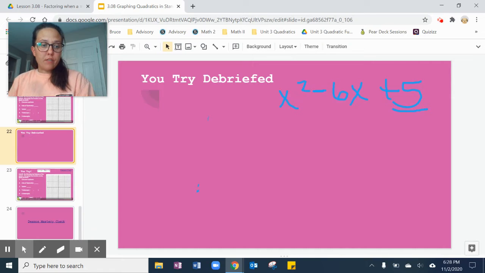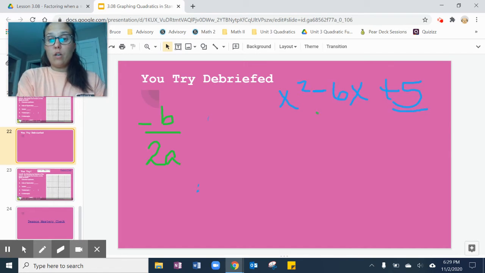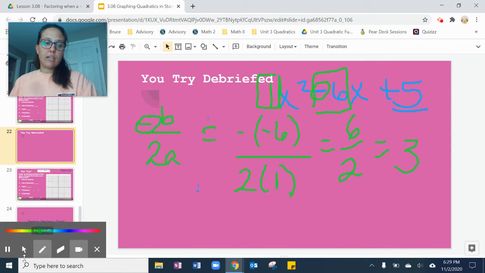So to find the axis of symmetry, we're going to use negative b over 2a. So our b is negative 6 and our a is 1. So that means negative negative 6 over 2 times 1, which becomes 6 over 2, which is 3. So the axis of symmetry is x equals 3.